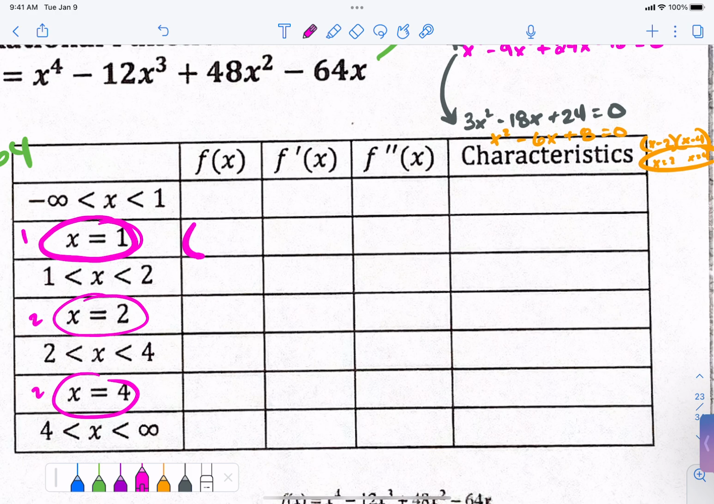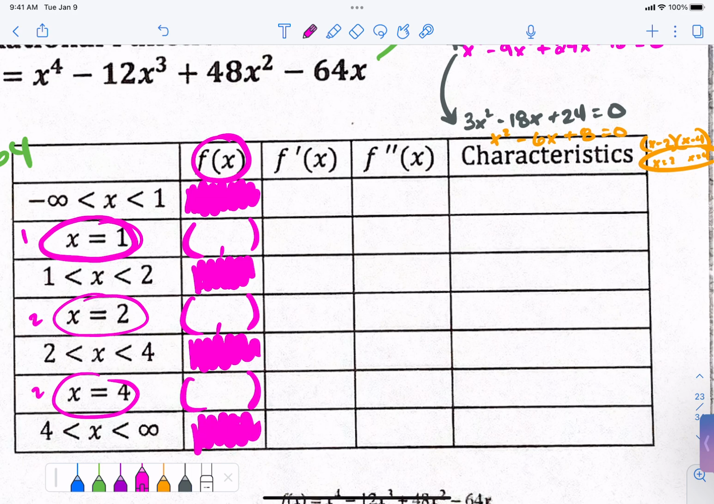What I've done here is I've said f of x, meaning we're plugging that number into the original function. I've left a column there so I can find those physical coordinates. We are not going to fill in these other boxes, because I only want to plug those actual points into the original equation to find the y coordinate. So this is the coordinate 1 comma something, 2 comma something, 4 comma something.